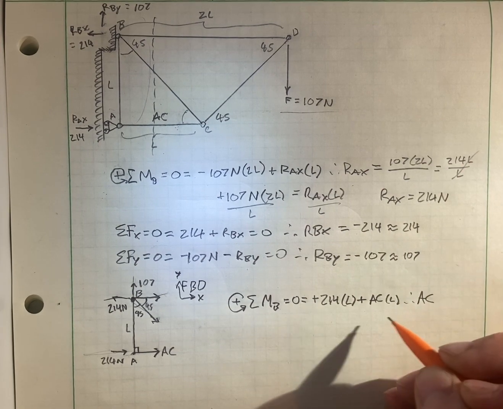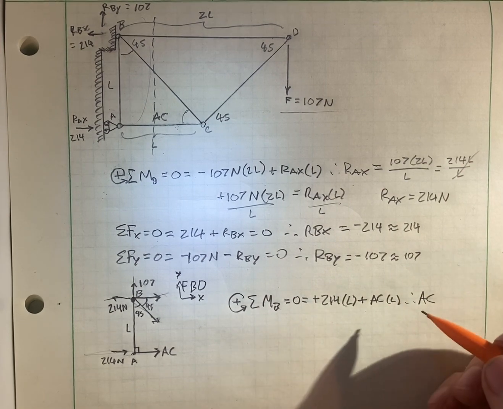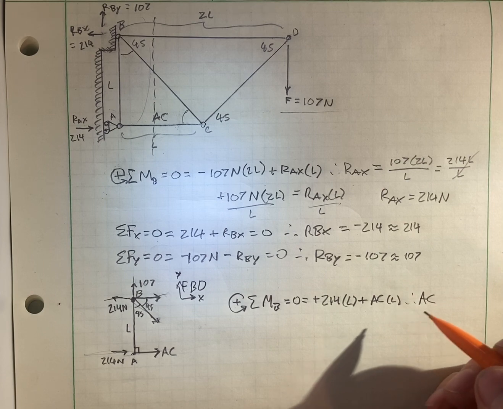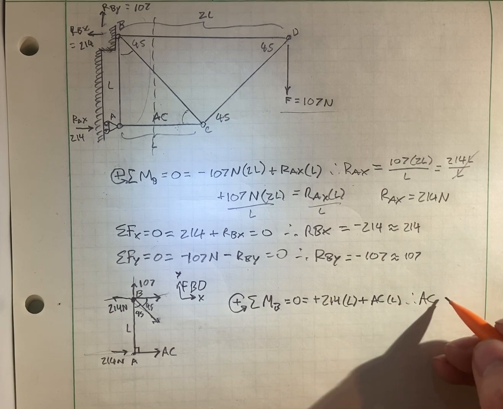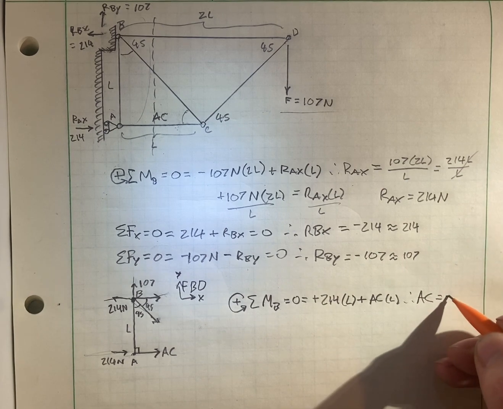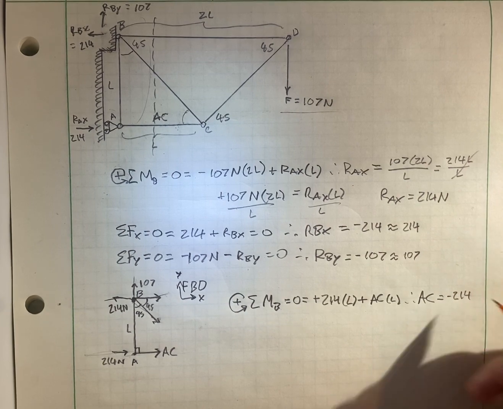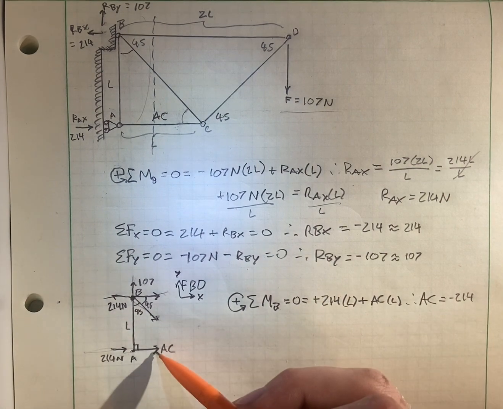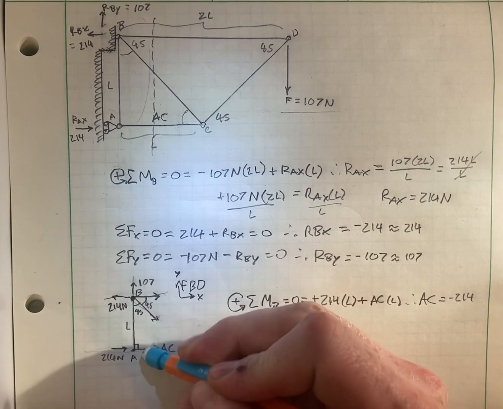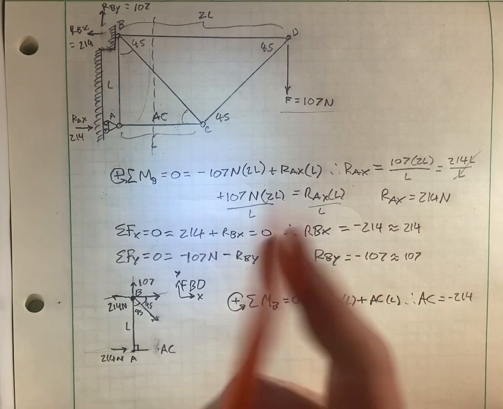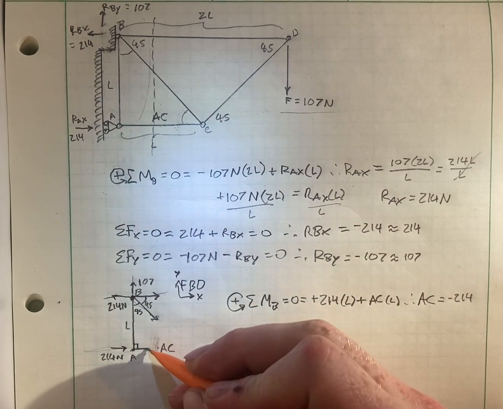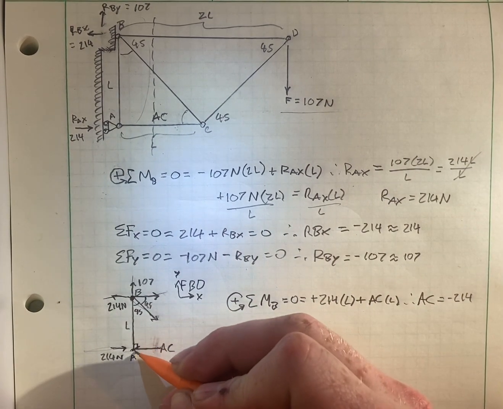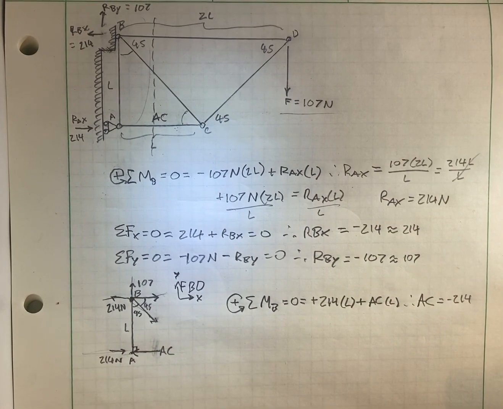Solving for AC. That's going to give us negative 214L and then divide by L. So AC equals negative 214. Cool. So again, all that means is that this arrow's going the wrong way. So let's just go like that and go like this and go like that. That's what AC is doing.